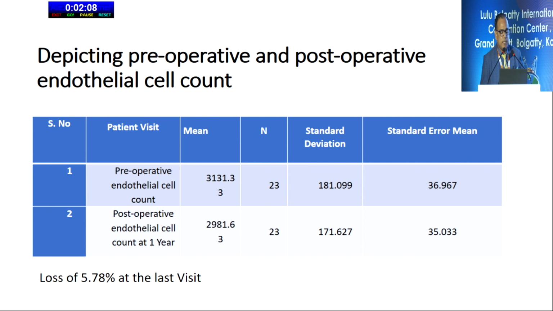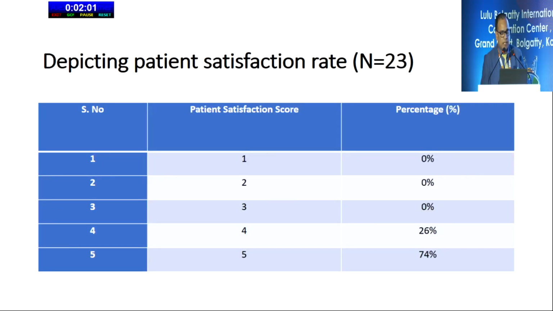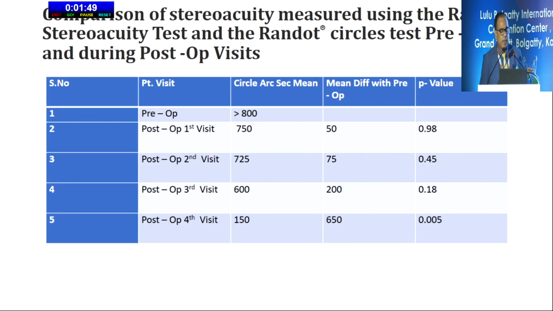This table represents the preoperative and postoperative endothelial cell count. So there was a loss of 5.78%. On the Likert scale, this was the patient satisfaction rate: 74% were extremely satisfied and 24% were very satisfied. As we compared the stereo acuity, this was the most plastic and rigid to improve. From a mean of more than 800 arc seconds, it improved to 150 at the last visit, and only at the last visit there was a significant p-value difference.